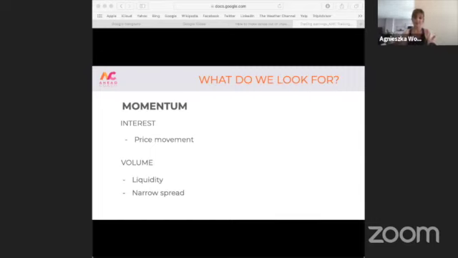What that does, if there is high volume, it also narrows down the spread, and the spread is the difference between the bid price and the ask price. So what you can buy it for and what you can sell it for.